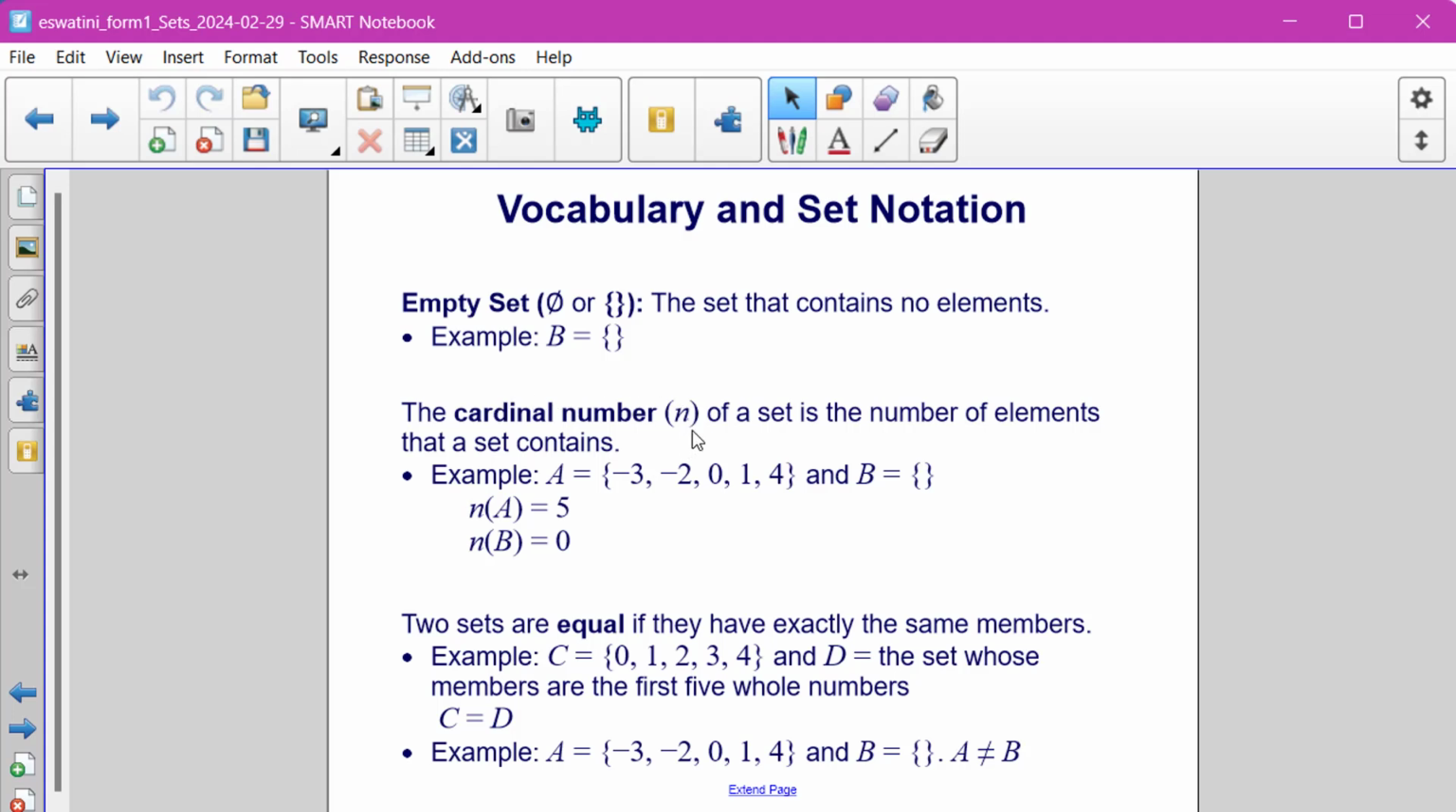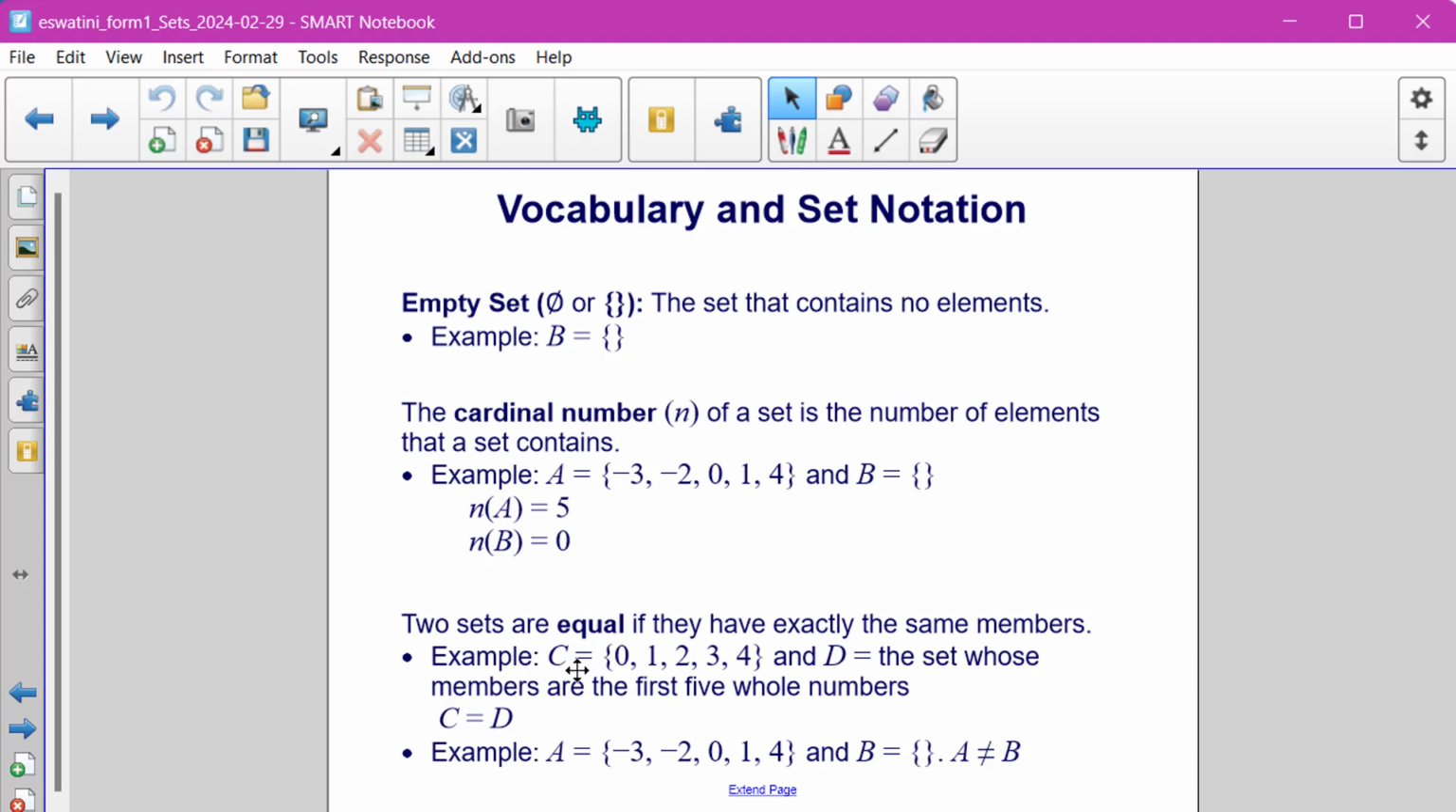The cardinal number, or lowercase n, of a set is the number of elements that a set contains. So if we had the set A to be -3, -2, 0, 1, and 4, and set B is this empty set, the number of items in set A, or the cardinal number of A, is 5, because we have 5 elements in set A, and the cardinal number for set B, or the number of elements in B, is 0, because it's empty.